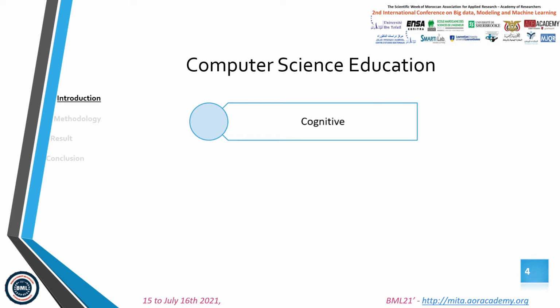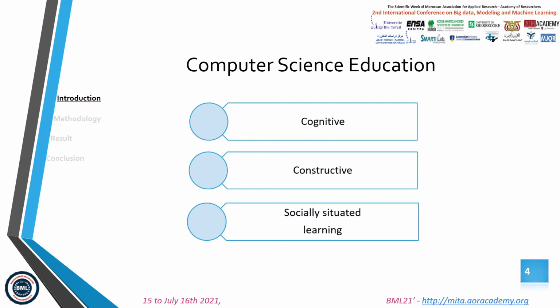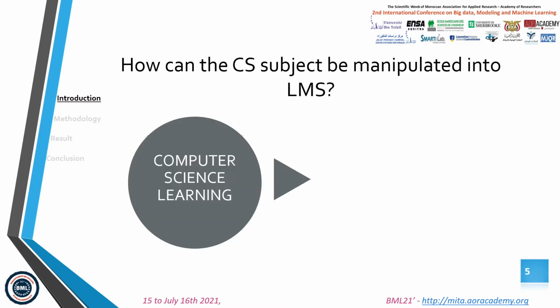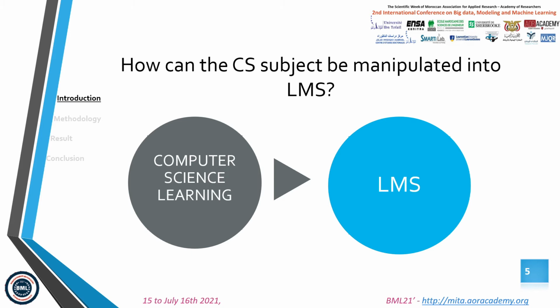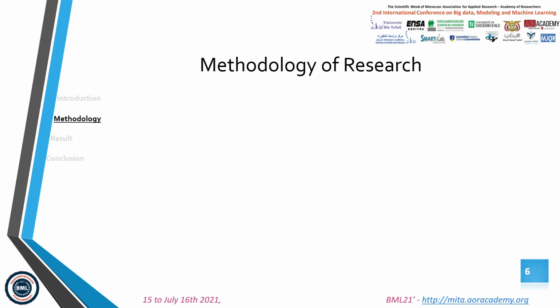A computer science student must adopt three basic steps to acquire knowledge: the cognitive, constructive, and socially situated learning. So, how can the computer science subject be implemented into an LMS to provide practical and adaptive learning? In order to know the current state of research on LMS and the use of computer science learning as tutors in these environments, a review of the literature was performed.